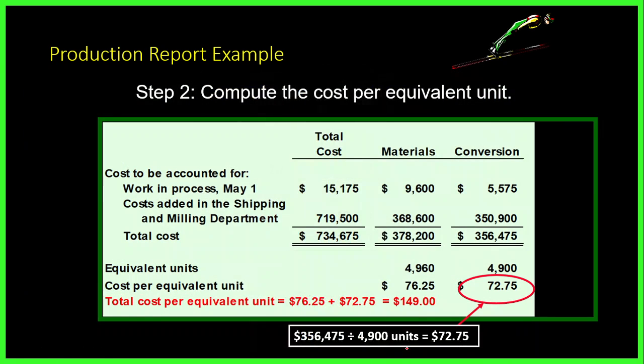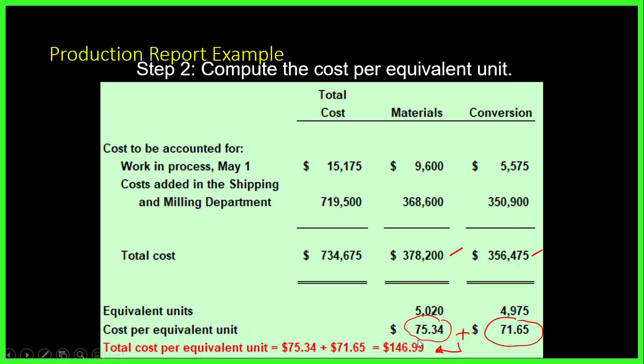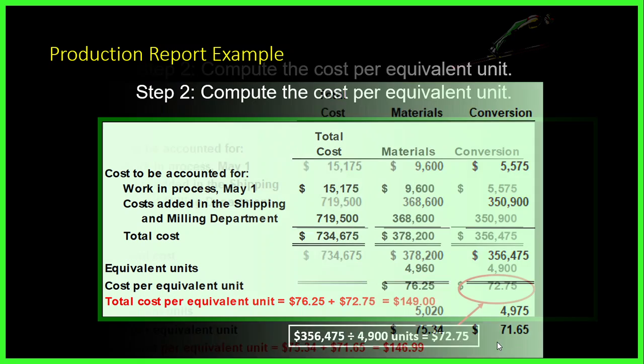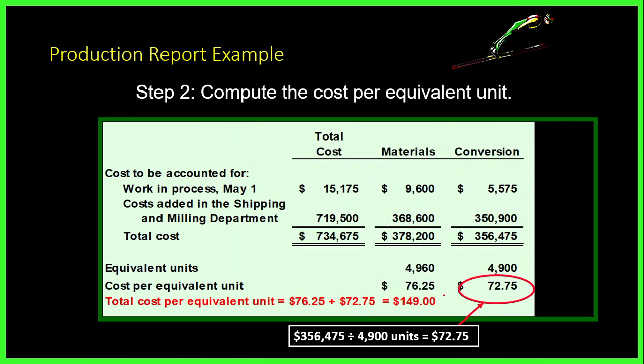But before we go there, let's compare. This is your unit cost, 75.34 and 71.65, with your lost units. Without lost units, from our previous slide, it's 76.25 and 72.75. Did you see the difference? So why did they change? Because the EUP changed. We did the same procedure and used the same cost. The only difference is your EUP. Why is there a difference in your EUP? Because there are lost units, 100 units.